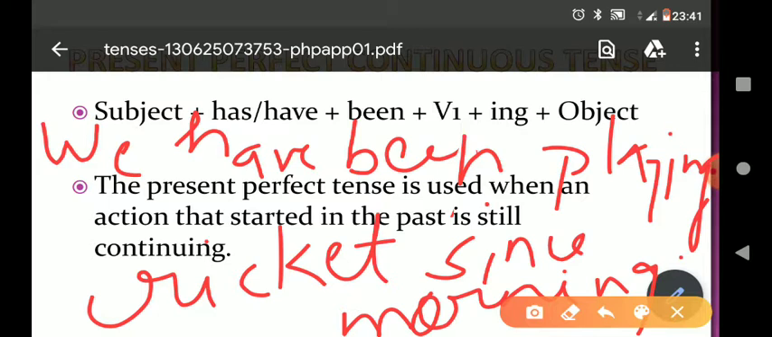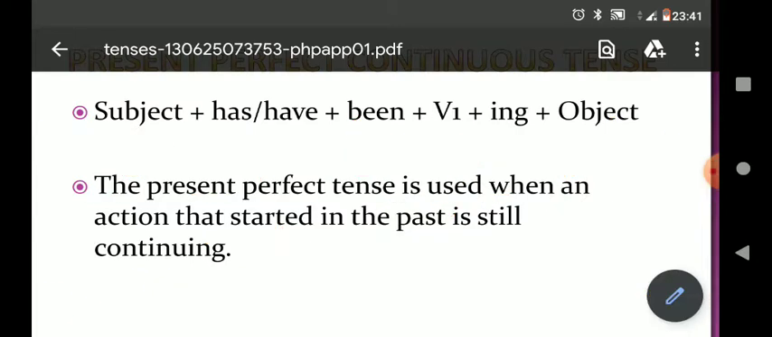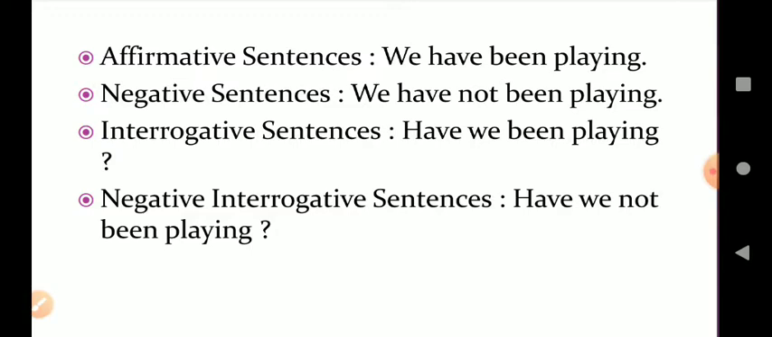So we is the subject here, then has or have is also here, been, then v4, cricket is the object, and since or for is compulsory. If I do not use since morning, then I can use for 2 hours: we have been playing cricket for 2 hours. Now here I am saying we have been playing cricket since morning. This sentence shows that the action started in the past and is still continuing. Now again these are examples, you can pause the video and read this.